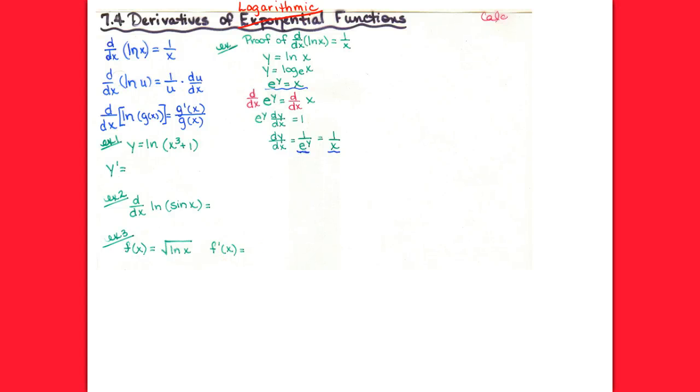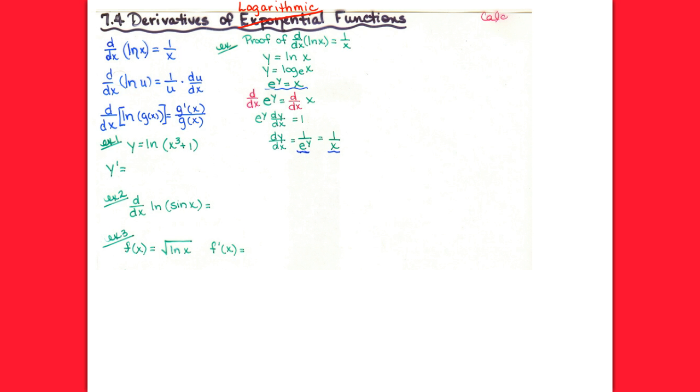Page 435, section 7.4. For some reason, I wanted to do derivatives of exponents again, I guess. It says derivatives of exponential functions. It should be logarithmic. 7.4 is logarithmic. All right, so we start off with the formula for the derivative of the natural logarithm.